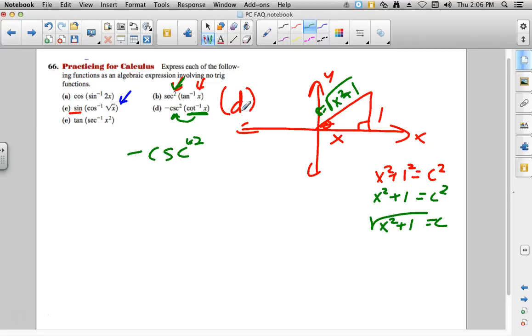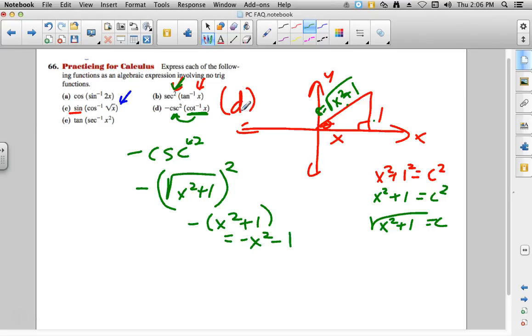So cosecant is what you get when you flip sine. So it's going to be hypotenuse over opposite. Good news. That is the square root of x squared plus 1. Well, we're going to have to square that and slap a negative in front. Well, when you square a square root, those are inverses of each other. So we get negative of x squared plus 1. And then we distribute that negative, and we get negative x squared minus 1. So that one is probably a little tricky. If you didn't follow the order of operations, you're really going to be in trouble there.